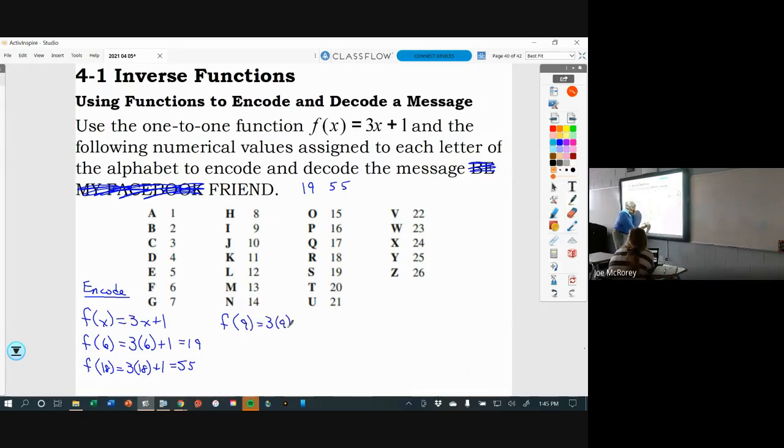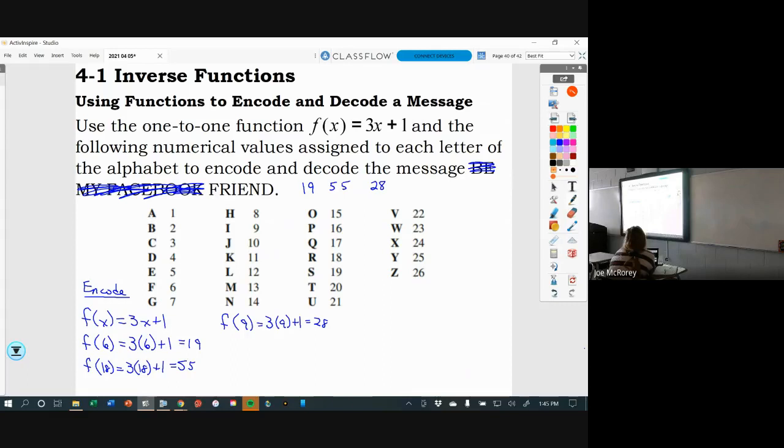f of 9, 3 times 9 plus 1, is 28. Okay. So if you just saw a string of numbers, 19, 55, and 28, what does that mean to you? Days. Would you think that that's a message? No. Okay.